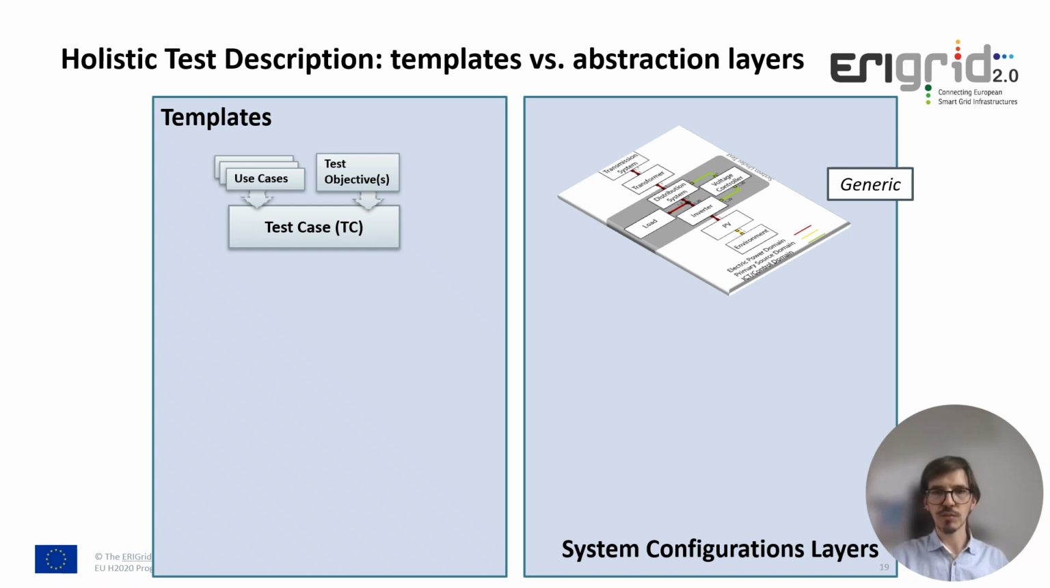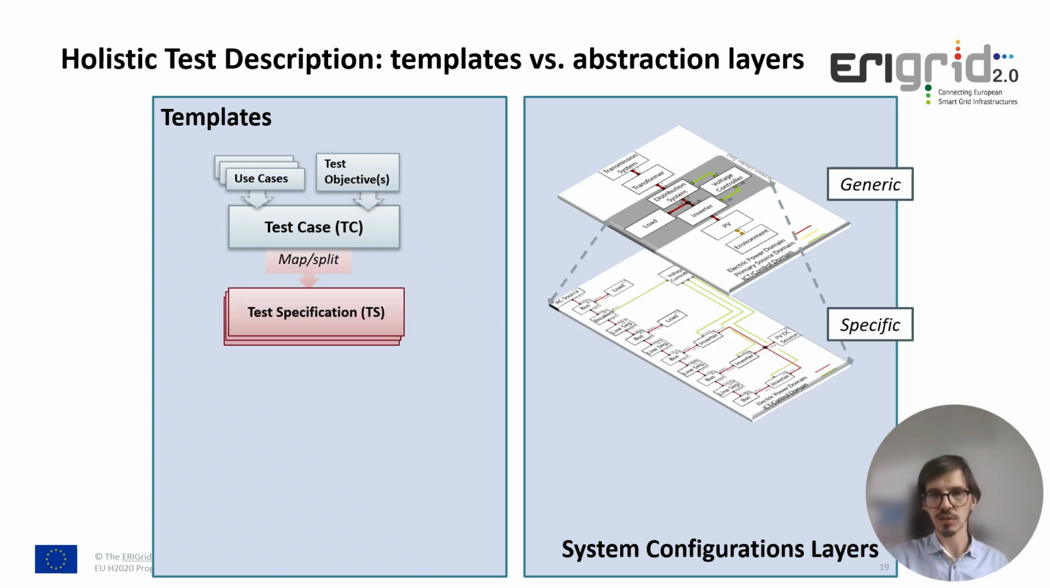So if we look at this in terms of the templates and in terms of layers, we can talk about the holistic test case, basically combining some use cases for the technology with specific test objectives. And on a system configuration level, we can say that it's rather generic. It tells us the scope of the types of technology, and it defines some fundamental system boundary at a conceptual level.